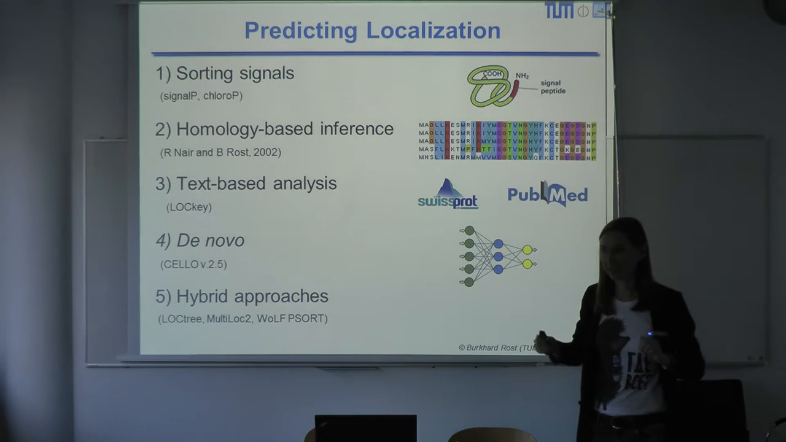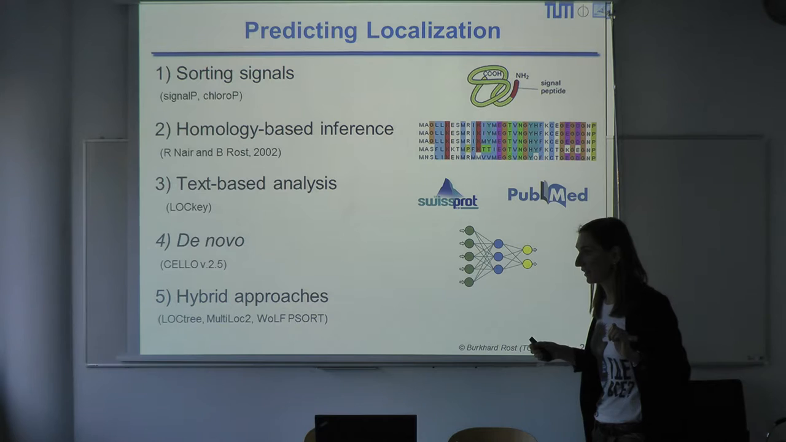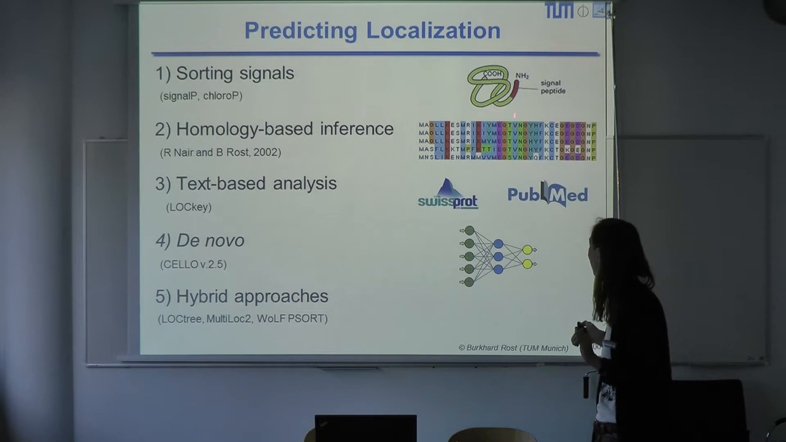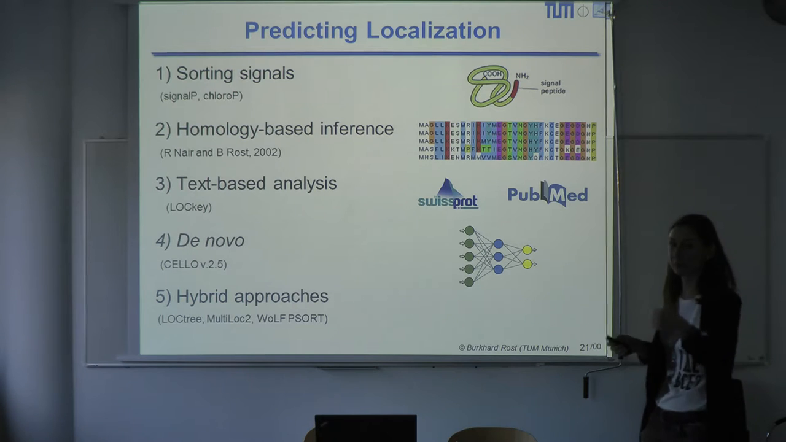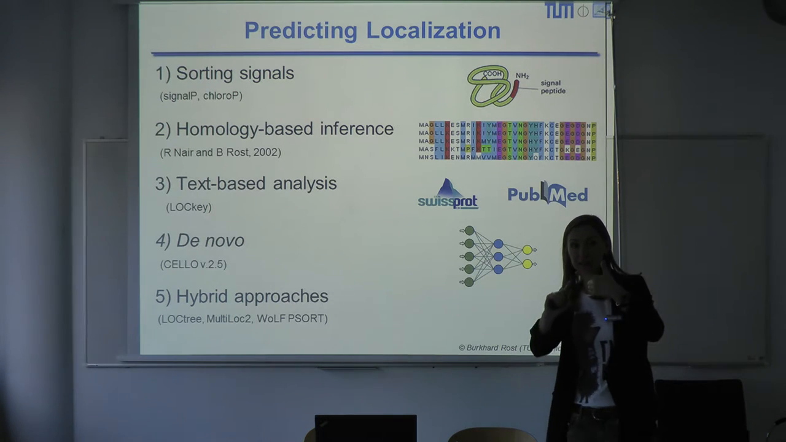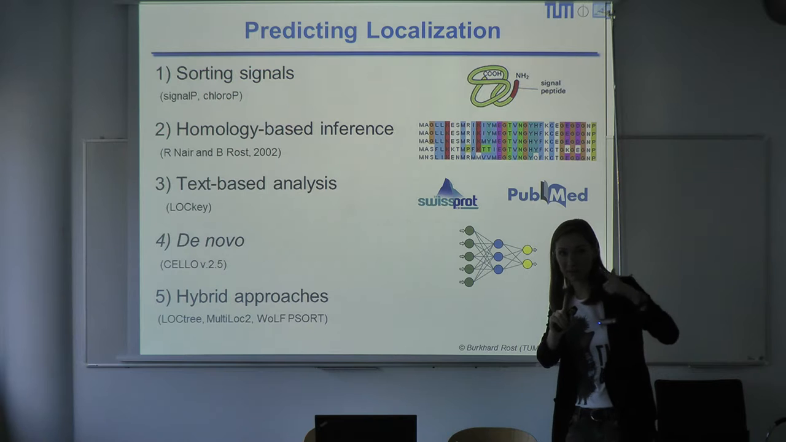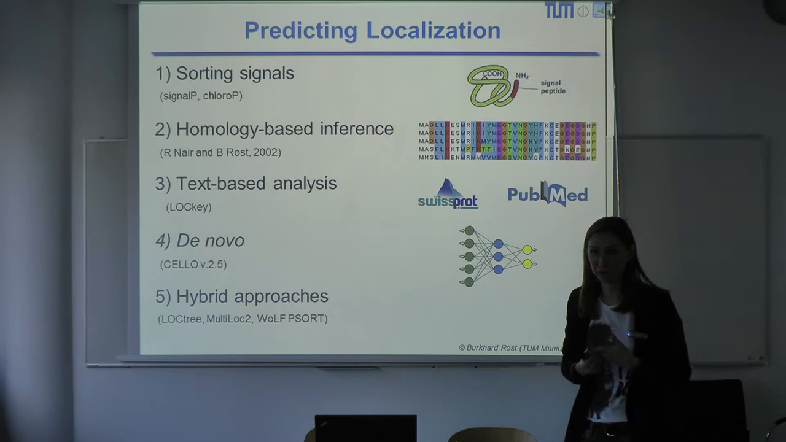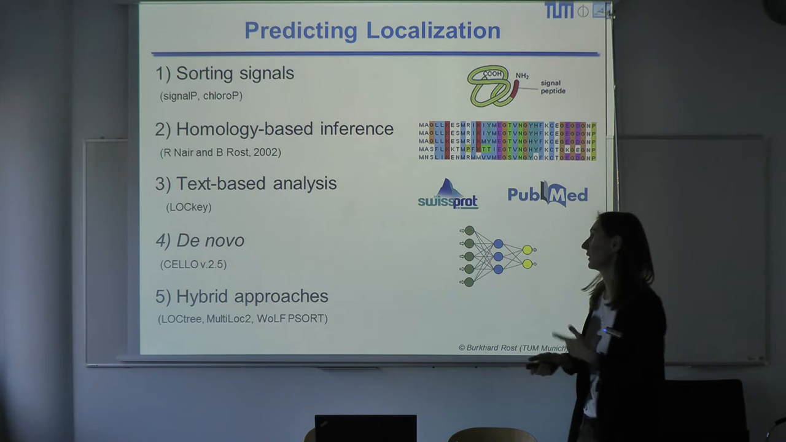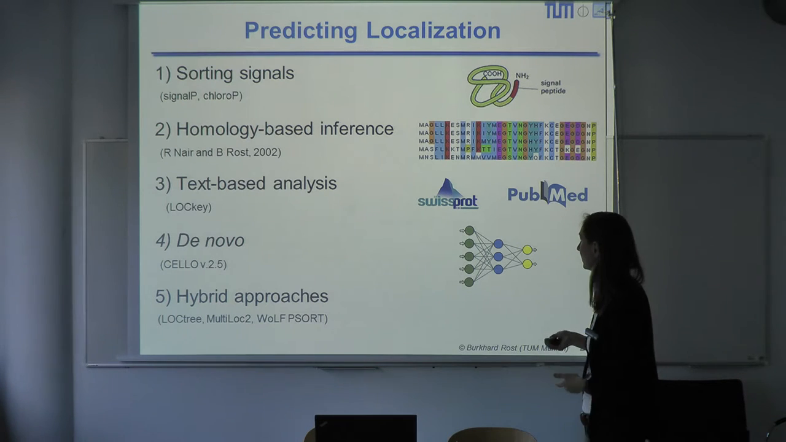What can you think can go wrong? Okay, so the problem can be that first of all we don't know all of the sorting signals, then it can be a false match because, as I said, it's a short region, so it can match, but actually without being a signal. Yeah. So even though it's accurate, still there are problems.